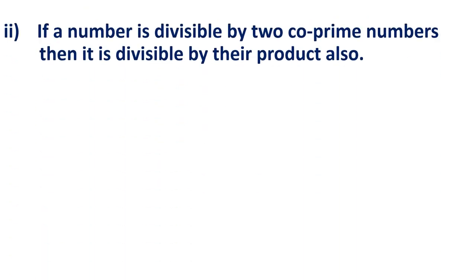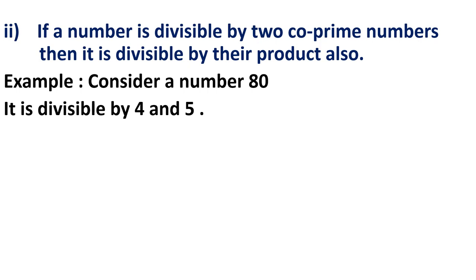If a number is divisible by two co-prime numbers, then it is divisible by their product also. What are co-prime numbers? Co-prime numbers are those numbers whose only common factor is 1. So if a number is divisible by two such numbers whose common factor is only 1, then that number is divisible by their product also. See the example.